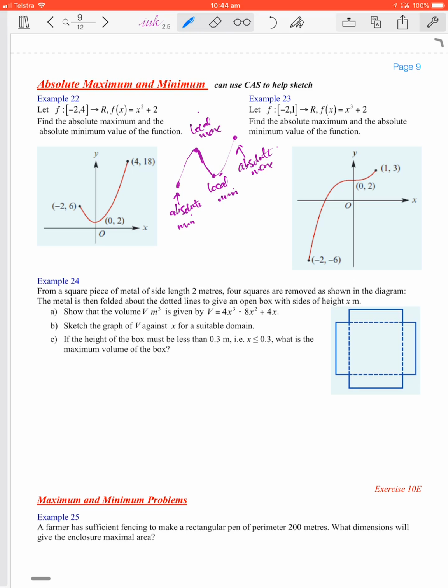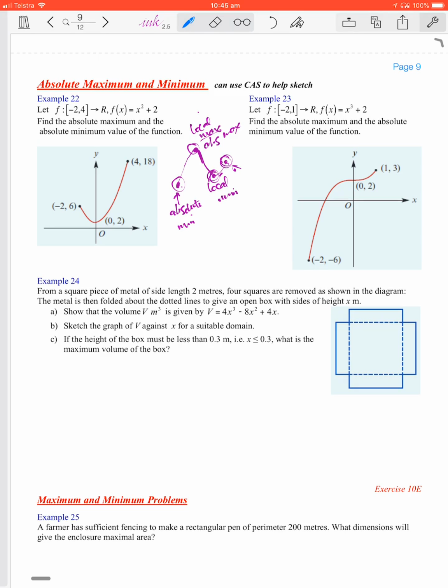Now, a local max can also be an absolute max, because if this function was only defined up until here, then the local max would also be the absolute max. But an endpoint where the maximum occurs isn't a local max. This is always just called an absolute max. Whereas this is an absolute min, but this is a local min. So local mins and local maxes only occur at turning points.